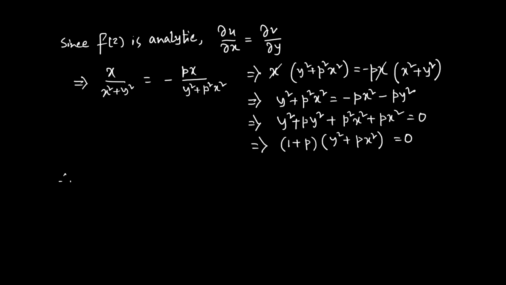Therefore, p is equal to minus 1. Why? Because p is a constant. Because if you equate the other term in the product with 0, you will get p is equal to minus x square divided by y square. But p is a constant, so p will be equal to minus 1. Therefore, p is equal to minus 1.